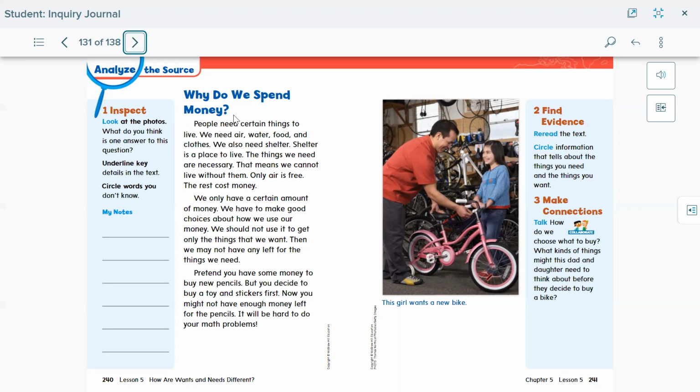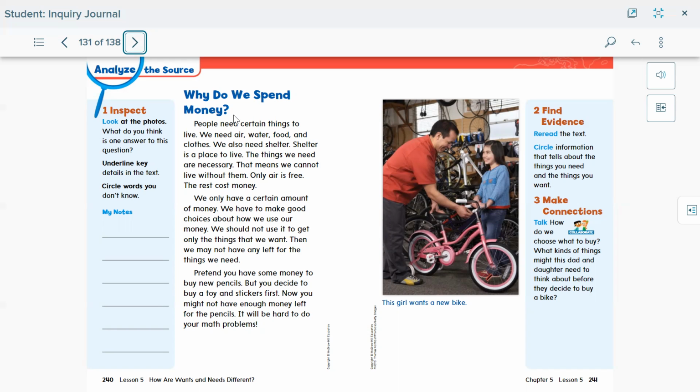So we need air to live. We need to buy water to drink, food to eat, clothes to wear, and of course, a house to live in. So these are all things that we must have, we need to have. We only have a certain amount of money, so we have to make good choices about how we use our money. We should not use it to get only the things that we want, so that we may not have any left for the things that we need.